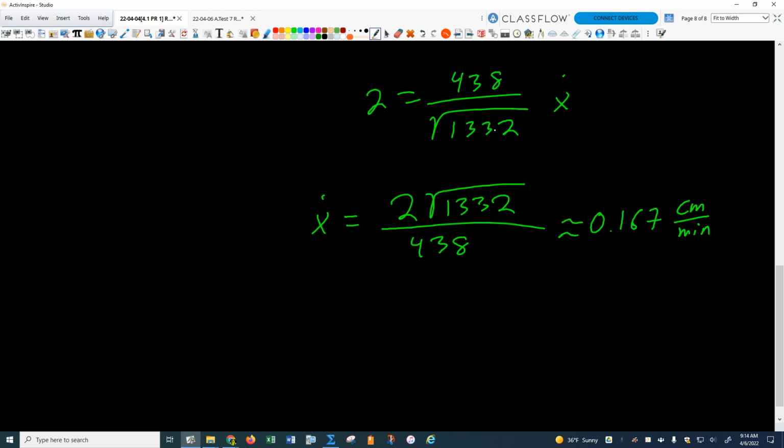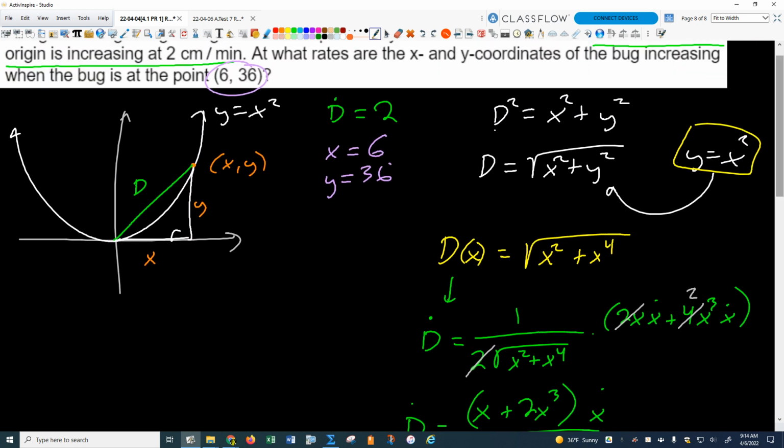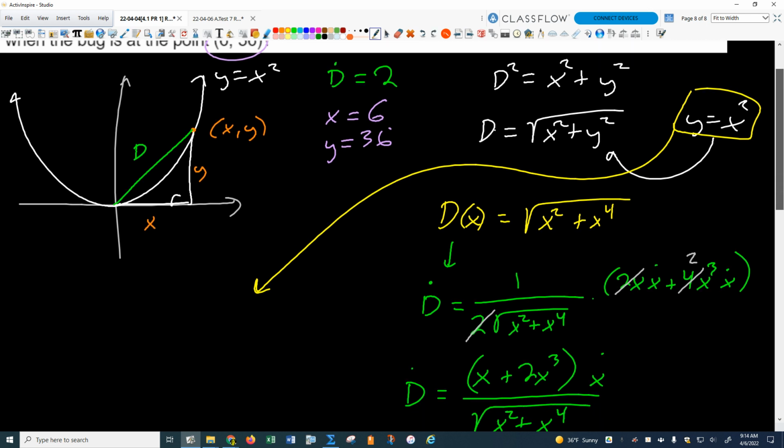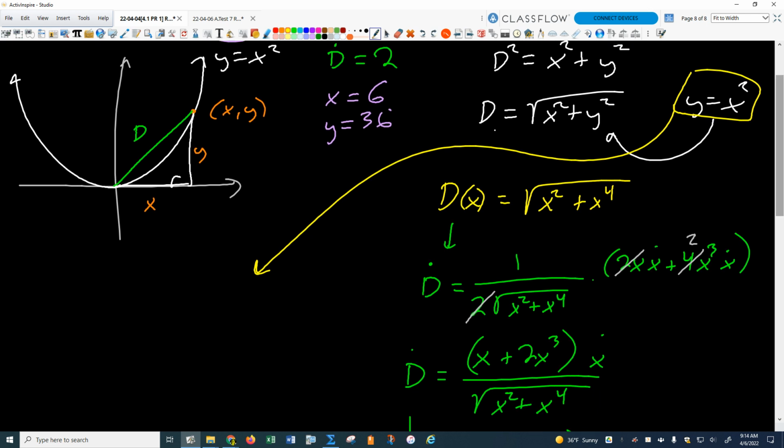So we got the x answer. How would I get the y answer? I guess we've got to do that part. This part's pretty simple, right? I've got this equation that relates y and x. That's my secondary equation. What would happen if I differentiated that with respect to t? Aren't I just going to get y dot equals 2x x dot, right?